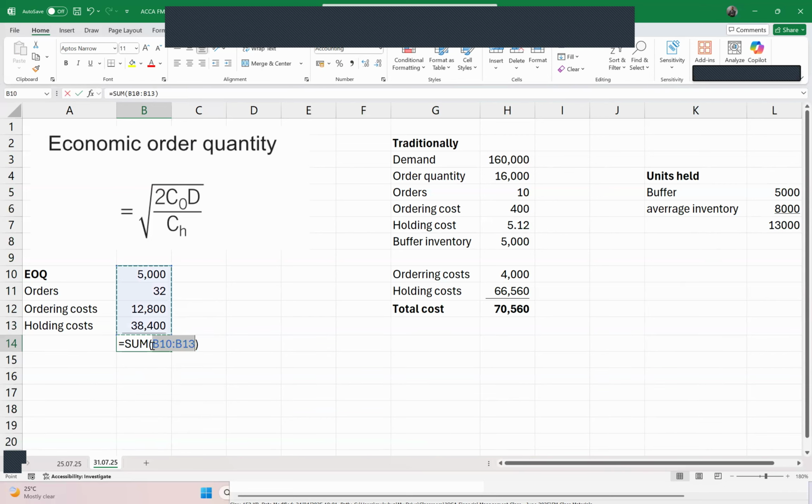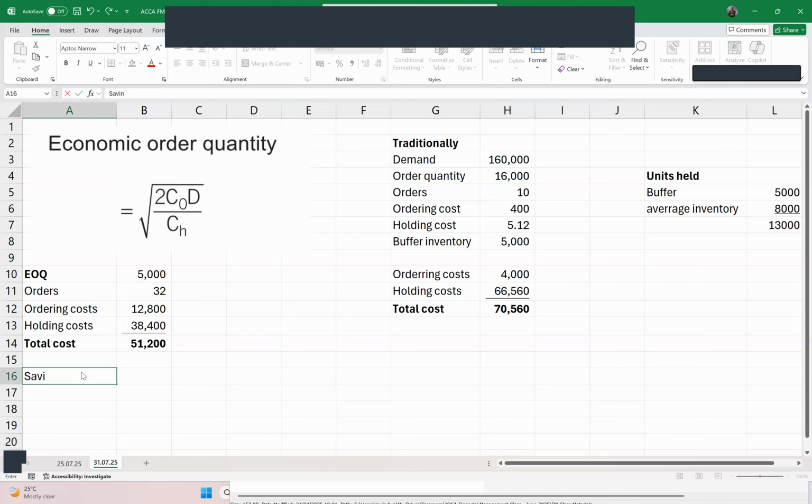Then from here you can now get the total. Total cost is 51,200. Therefore, you can calculate the savings as 7560 minus 51,200. This is how much you save when you use EOQ.